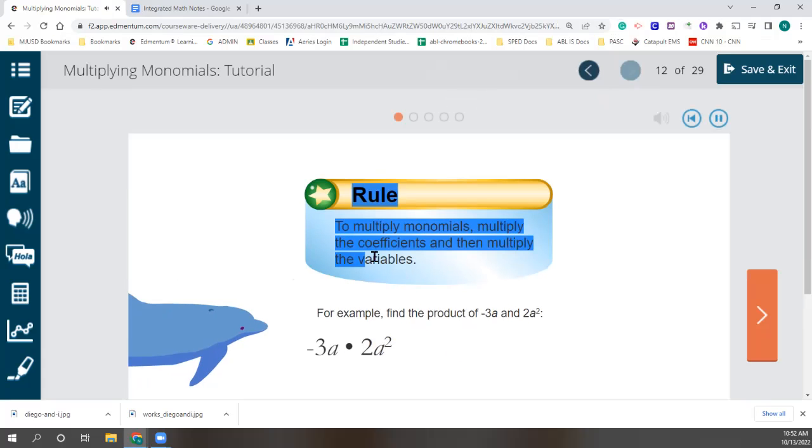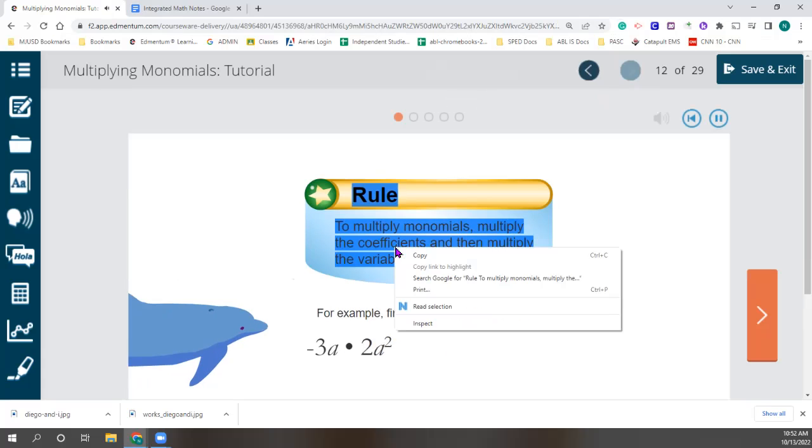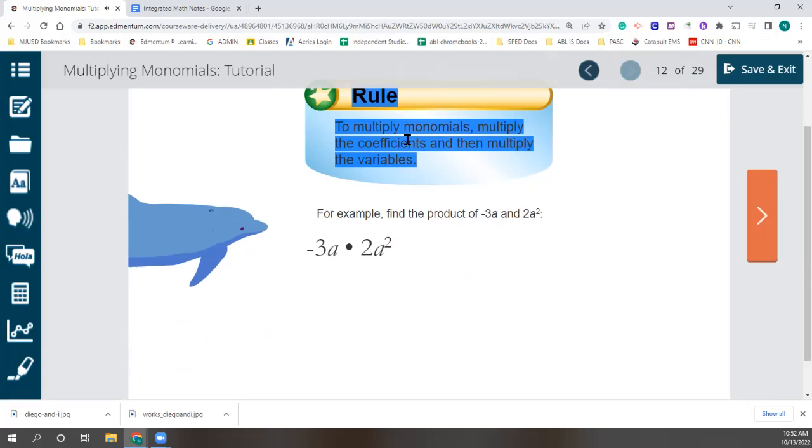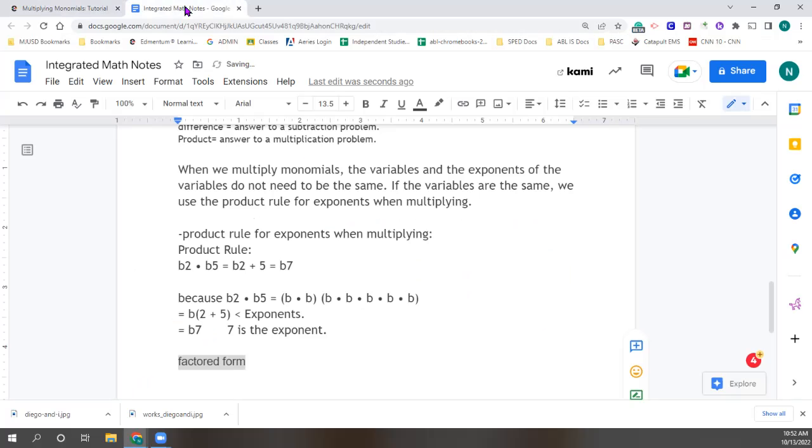Okay, here's a rule. To multiply monomials, multiply the coefficients and then multiply the variables. For example, find the product of negative 3a and 2a squared. Before I do that, I'm going to copy that rule. I'm going to put a couple of marks right there so I remember to go back and answer what that is.